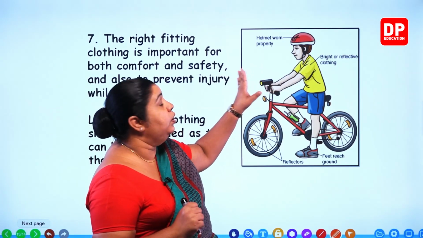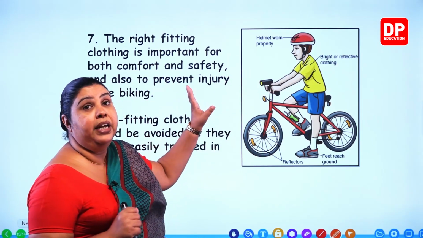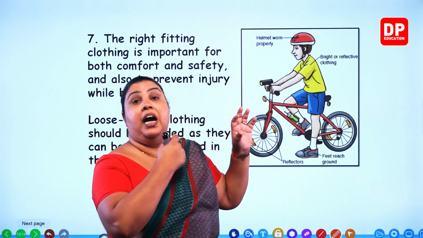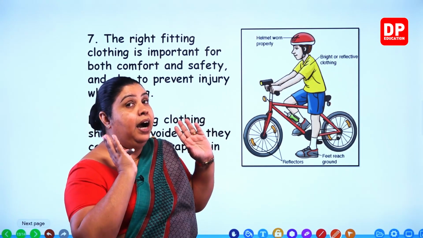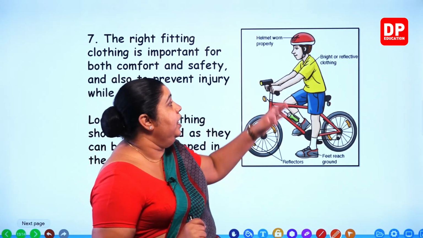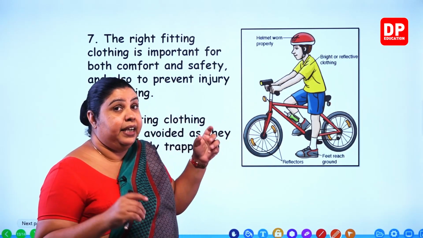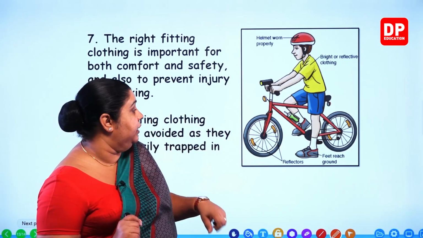So helmet worn properly. This is how you should actually go when you are riding a bicycle. You have to wear the helmet properly. හරියට helmet එකේ buckle එක දාලා හරියට ඔලුවට fit වෙන විදියට අඳින්න ඕනේ. Bright or reflective clothing. හොඳට අනිත් අයට පේන ටිකක් තද පාටින් ඇඳුම් අපි අඳින්න ඕනේ.